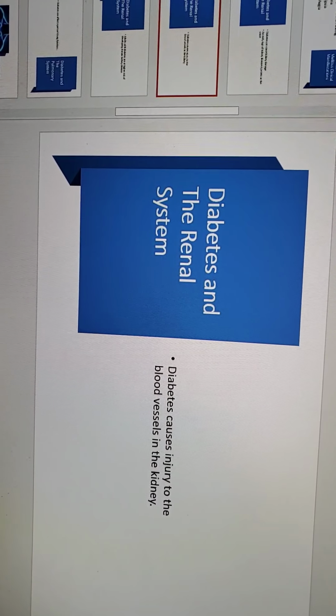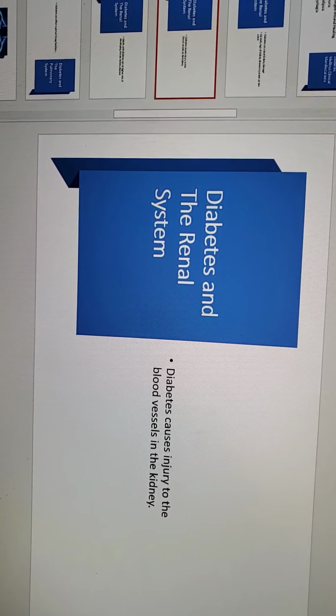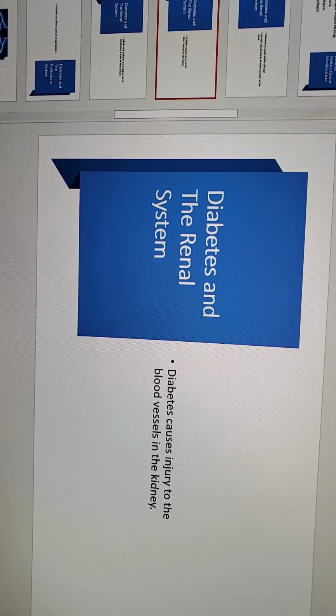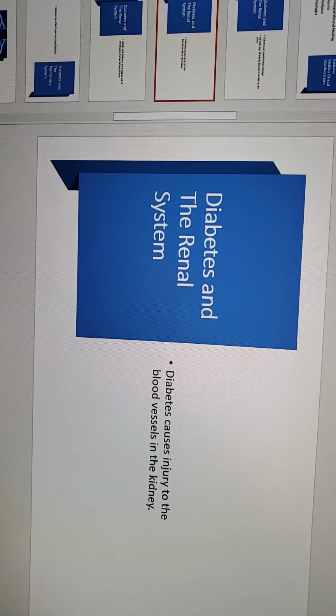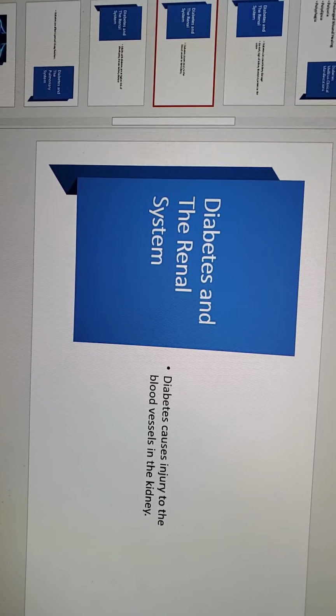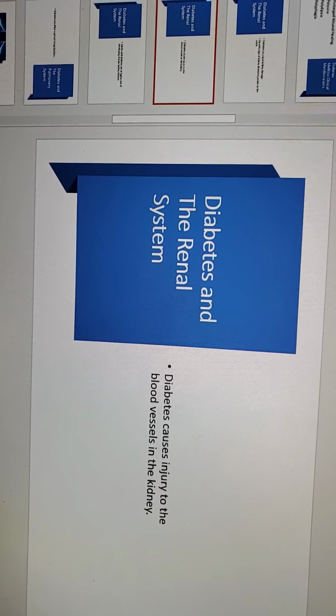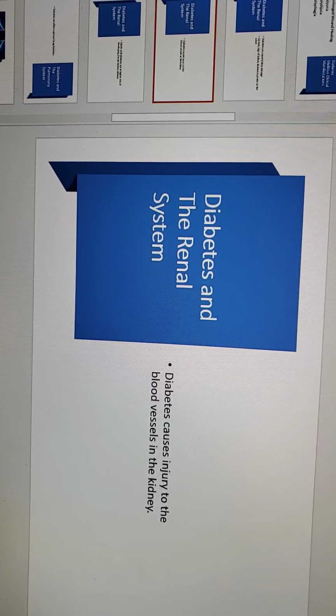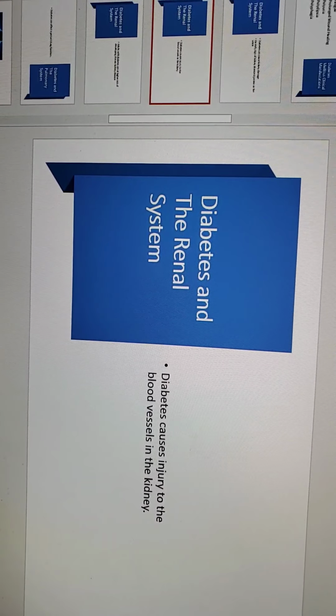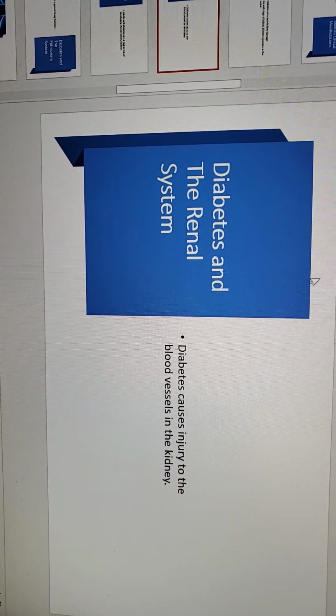This causes the person's body to retain salt and water. As the salt and water begin to build up, it causes the person to gain weight. They can also see swelling in their ankles. Once the blood vessels are damaged, it can cause high blood pressure. High blood pressure can cause kidney troubles as well.